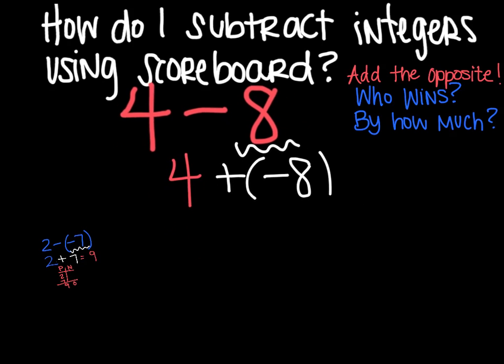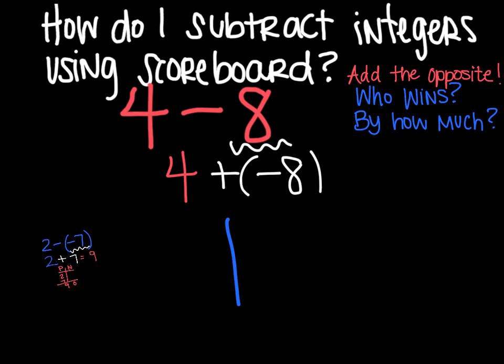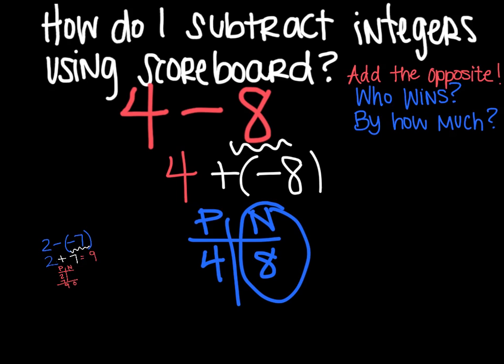Now we're going to use the scoreboard method, team positive and negative. 4 is positive, 8 is negative. Who wins? Negative. By how much? They won by 4, so my answer then is -4.